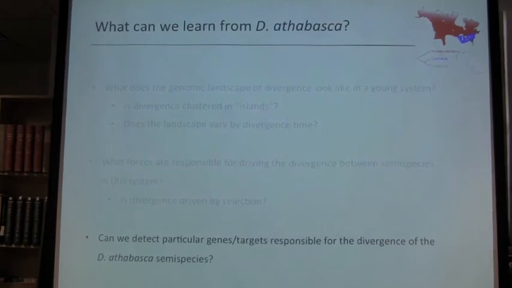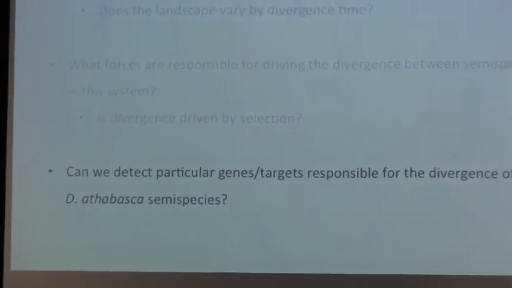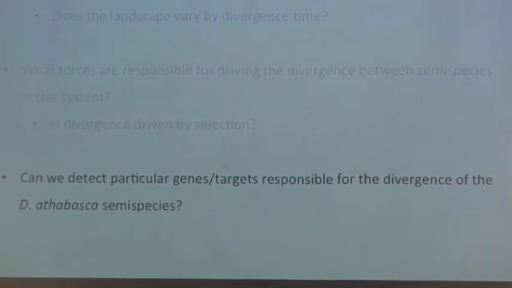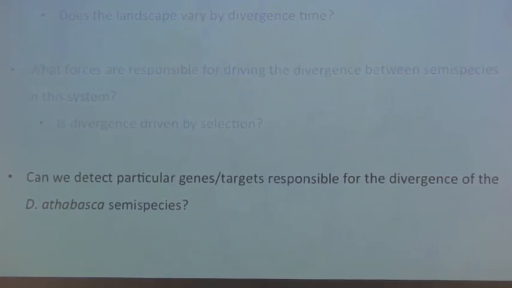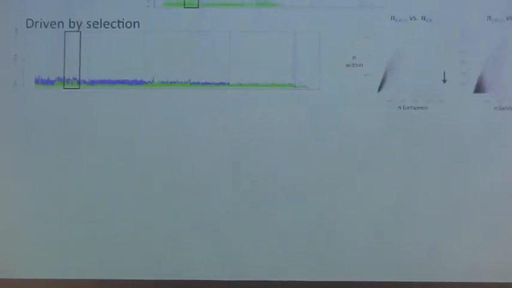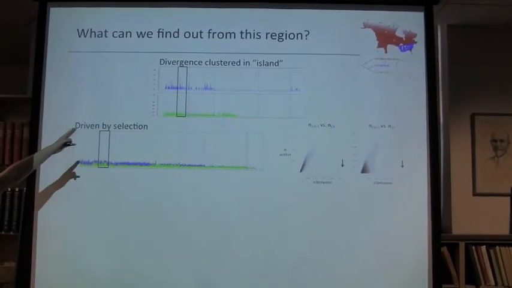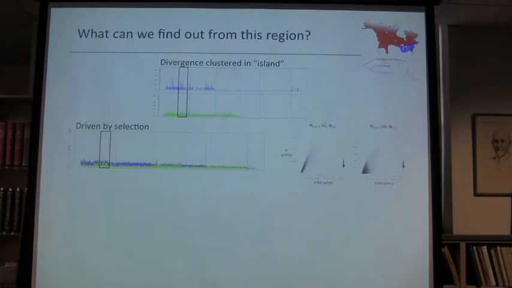So then we want to know, there are these regions of divergence that cluster in the genome. Maybe they're potentially driven to fixation due to selection. What can we find out about particular genes or targets that are responsible for the divergence of the semi-species? What I didn't tell you when I was going through all of this is that this peak here that has the cluster of fixed SNPs, this peak here that has the increased divergence between semi-species, and this window here, these are all the same window. So there must be something going on here.